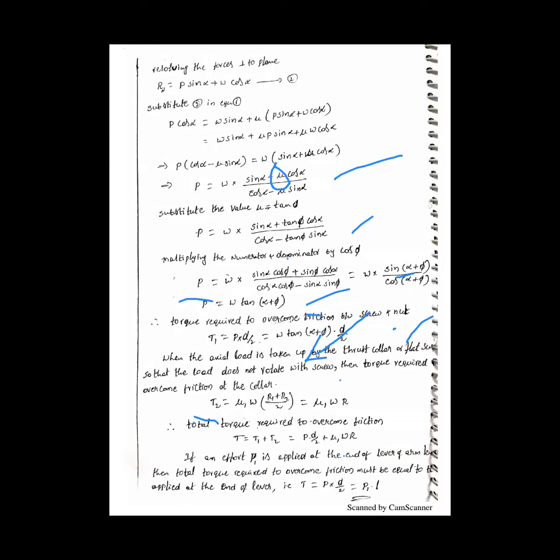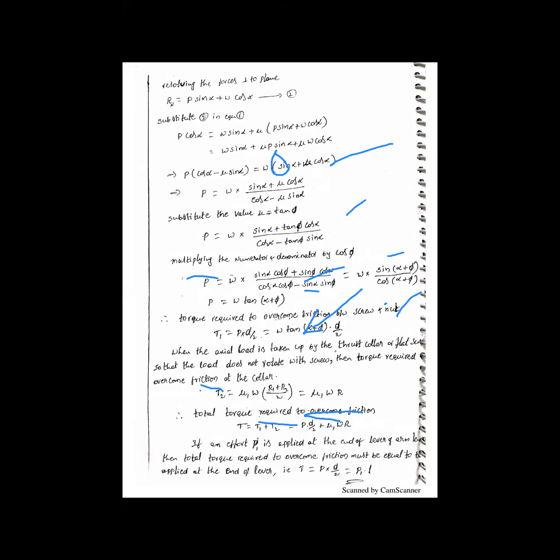Therefore, the total torque required to overcome the friction is T1 plus T2, that is P d by 2 plus mu1 W R. Here, all of you observe that if effort P1 is applied at the end of the lever of arm length L, then the total torque required to overcome the friction must equal the torque applied at the end of the lever, that is P d by 2 equals P1 L.